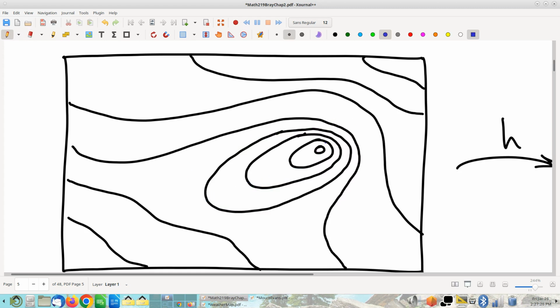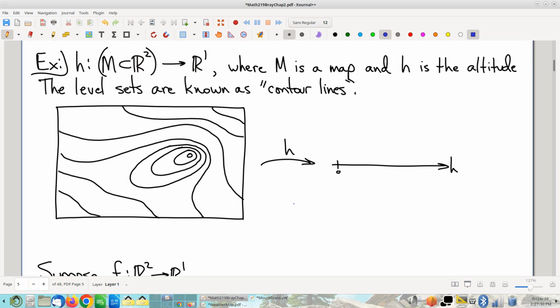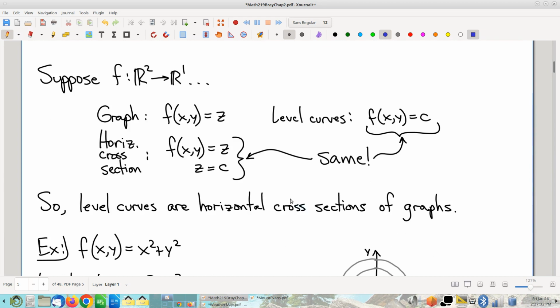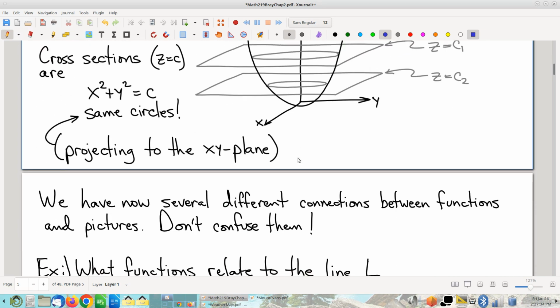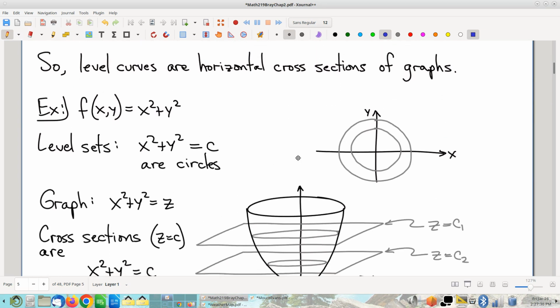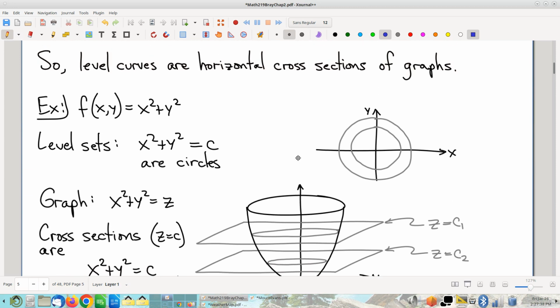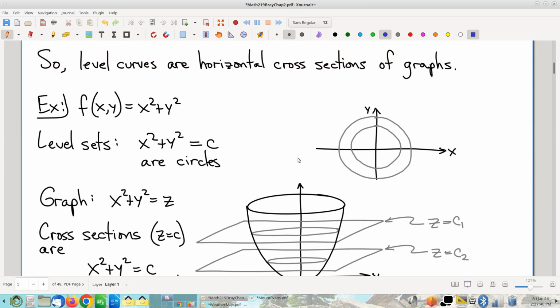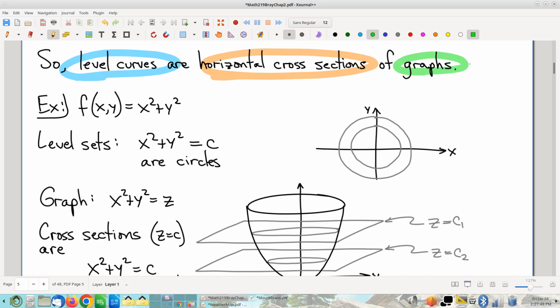Okay, real quick observation I want to make here. See how we're doing on time. Okay, yeah. So, neat fact: level sets are horizontal cross sections of graphs.